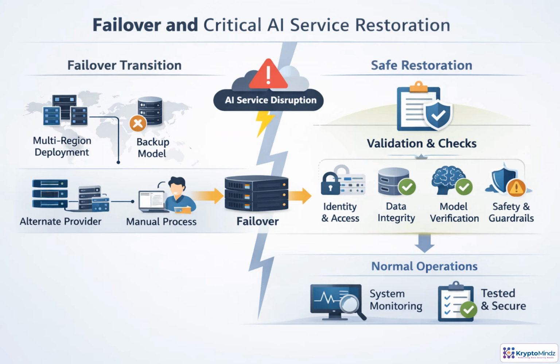When an AI service is disrupted, failover is more than moving traffic. The runbook should declare the event, activate the approved fallback, and confirm users are protected. That fallback might be another region, a backup model, an alternate provider, cached responses, or a manual review process. Before normal service resumes, validate identity controls, data integrity, model version, guardrails, logging, and integrations. Then monitor closely with clear rollback conditions if behavior degrades.